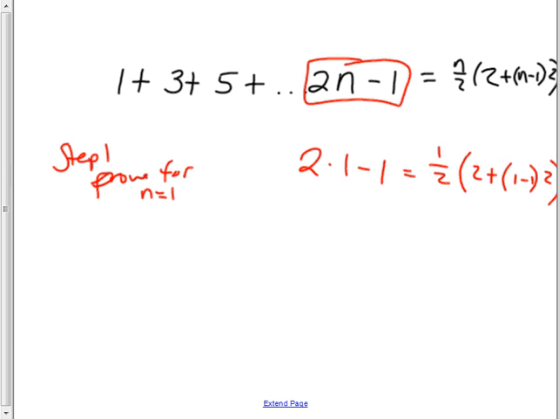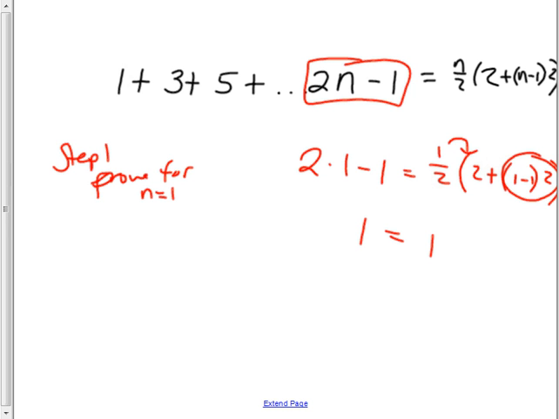And we'll just double check that that worked. 2 times 1 is 2, minus 1 is 1. And then here we have 0 times 2 is 0, plus the 2 makes 2. And then 1/2 times the 2. 1/2 times 2 makes 1. Yay, it worked. I proved it.